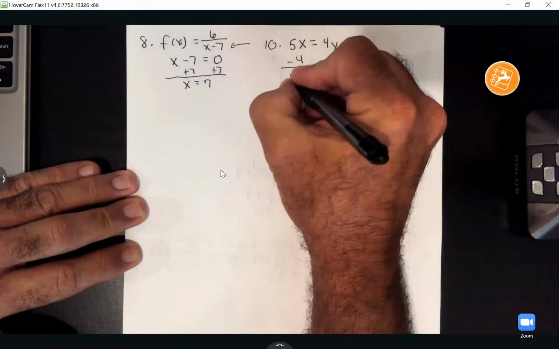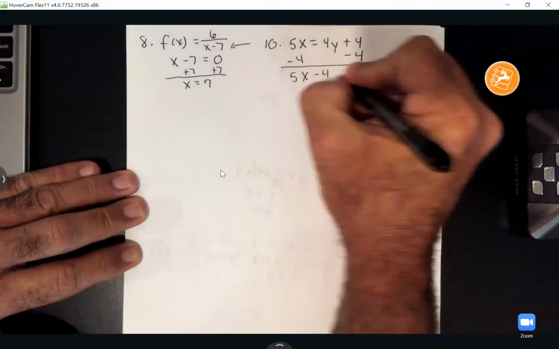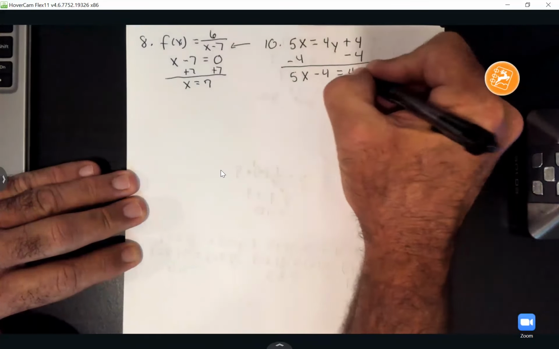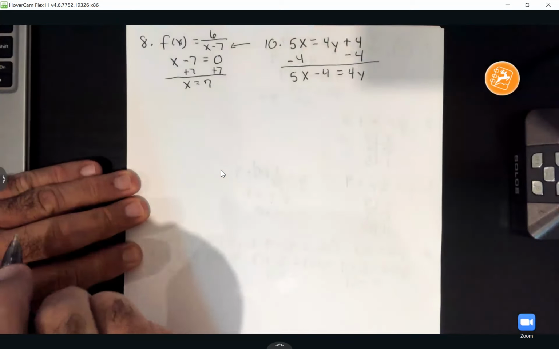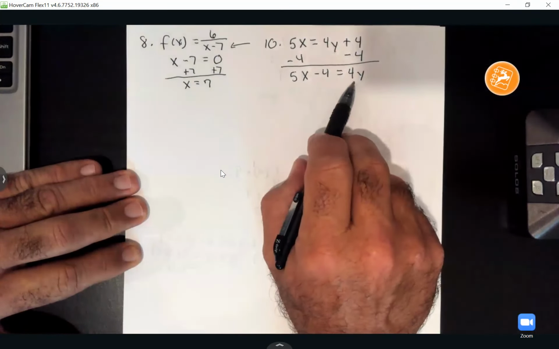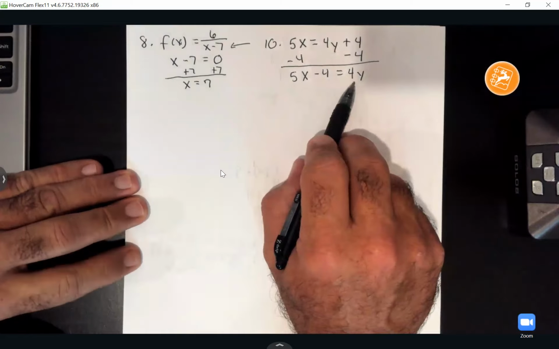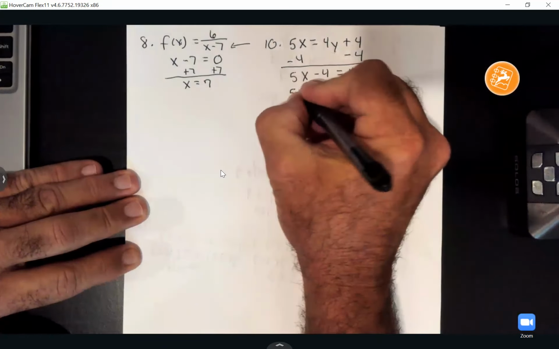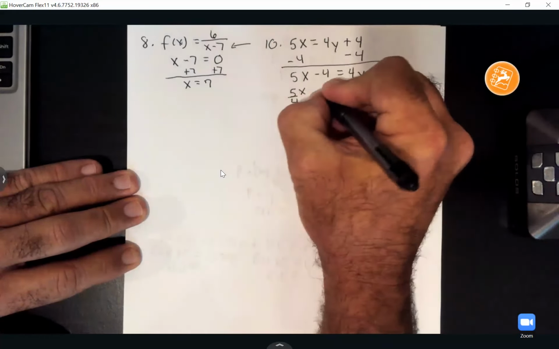That's going to give me 5x minus 4 equals my 4y. But now I want the 4y to be a 1y. So we got to divide everybody by that 4.